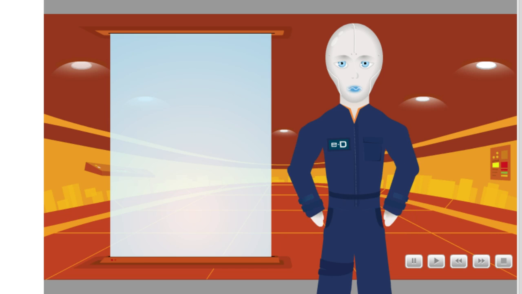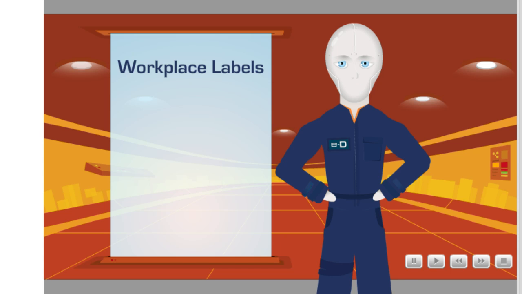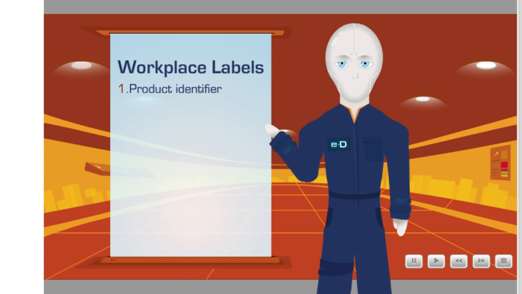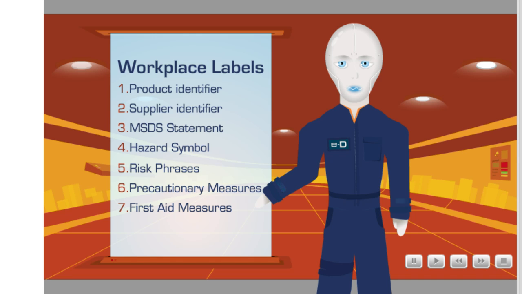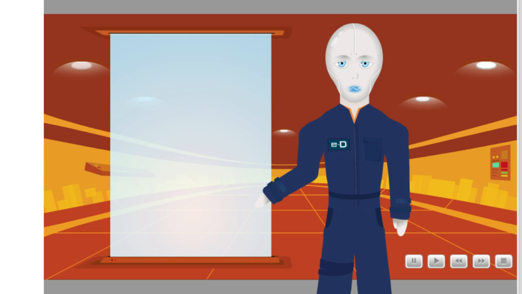Workplace labels have to contain the following information: product identifier, supplier identifier, MSDS statement, hazard symbol, risk phrases, precautionary measures, and first aid measures. So there you have it.